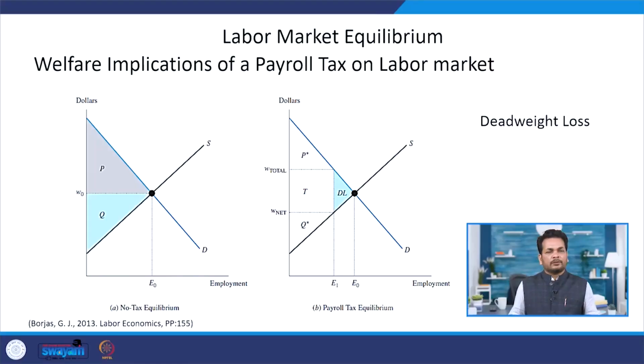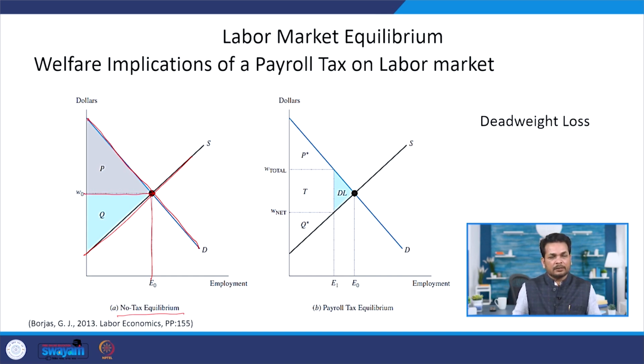Now, to understand these welfare implications of payroll tax in the labor market, we have taken these basic economic models, the demand and supply models. If you look at this graph, on panel A, we have considered where no tax is imposed, and with the demand and supply function, the economy has E0 amount of employment at W0 wage rate.